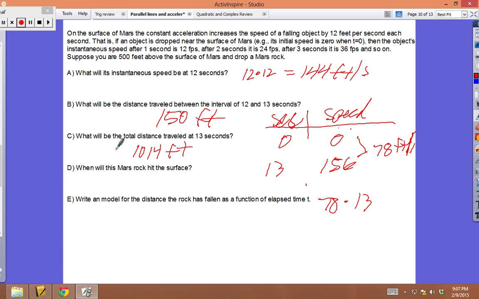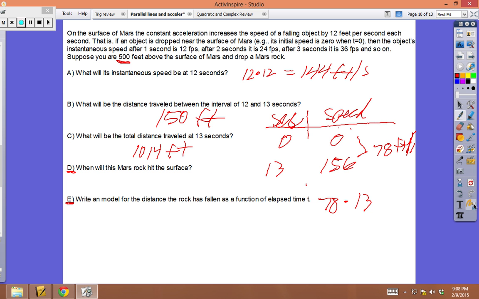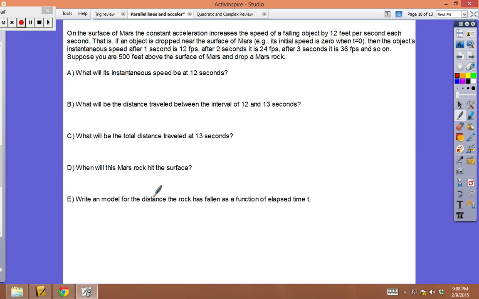Okay, so when is he going to hit the surface? Now hopefully you've had enough experience. It's actually going to be easier if we do E. So how high? He's only 500 feet above the surface, so it's going to be well before 13 seconds. Okay, so let's do E first and then let's do D. Let's use the model to figure out when it's going to hit the surface of Mars.